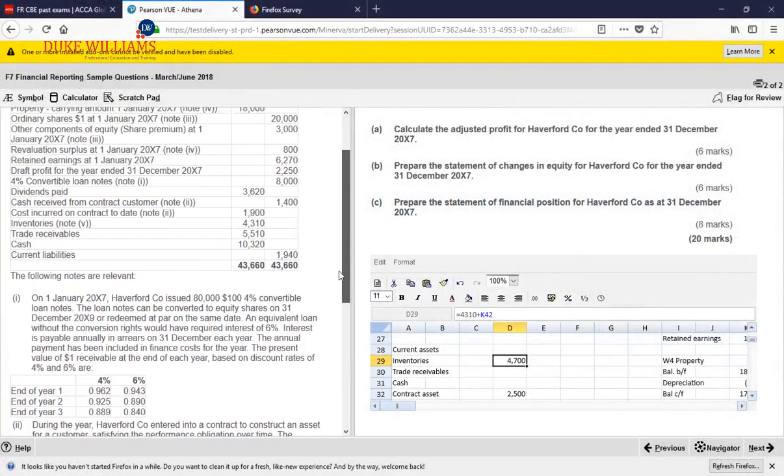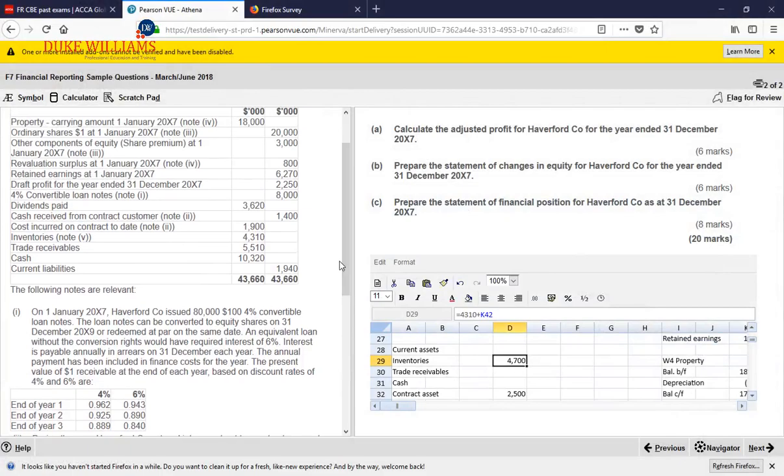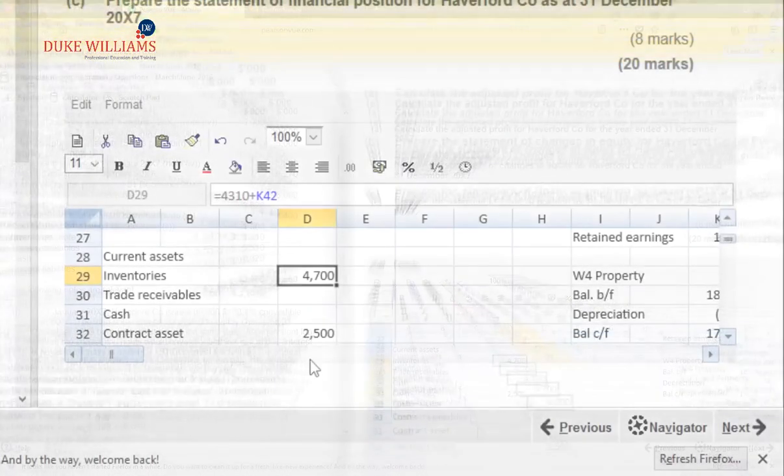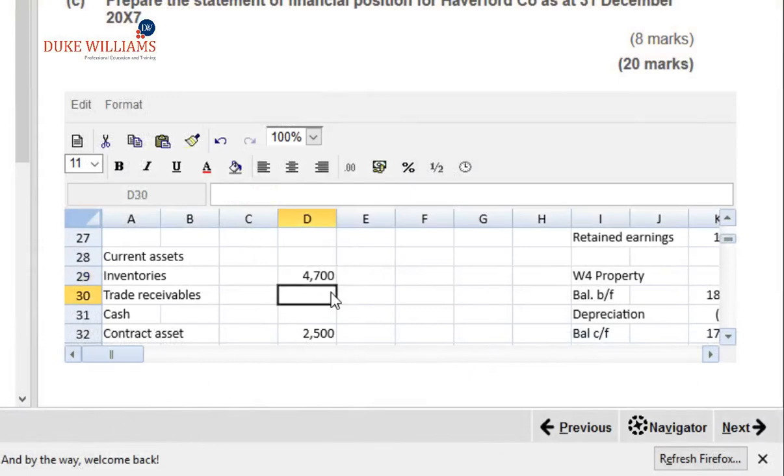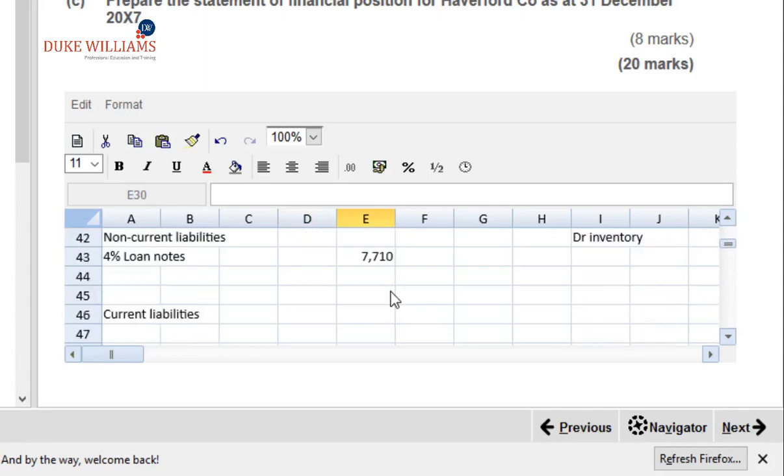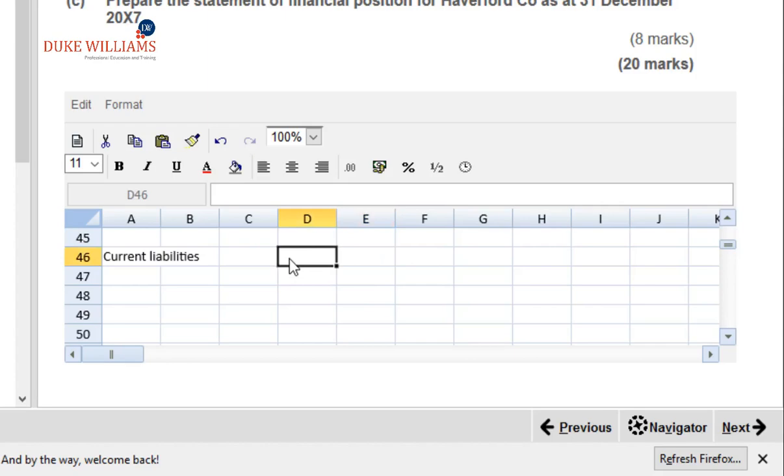So let's see which items you have not brought under the current asset, because that's where we are now. I see we have receivables, so 5510. I see we have cash, that is 10,320. Then I see we have current liabilities. This should be here. Current liabilities 1940. Yes, that should be it.